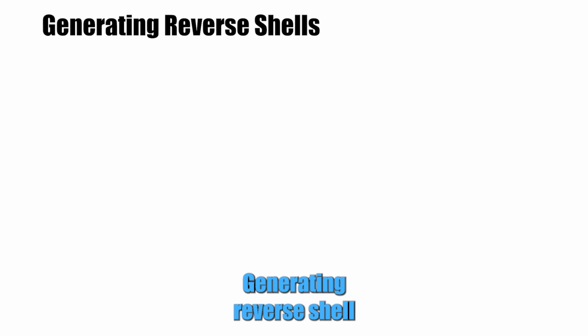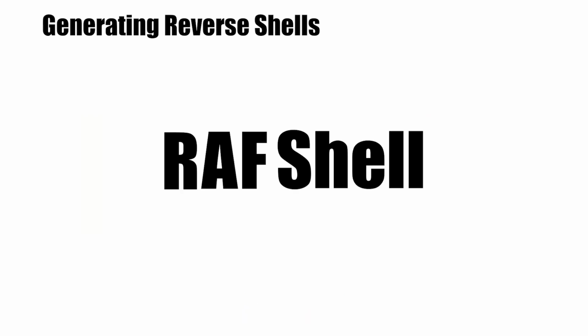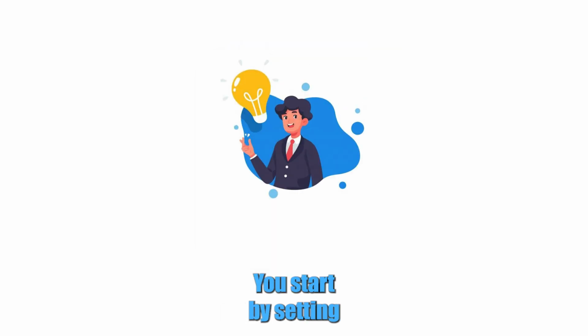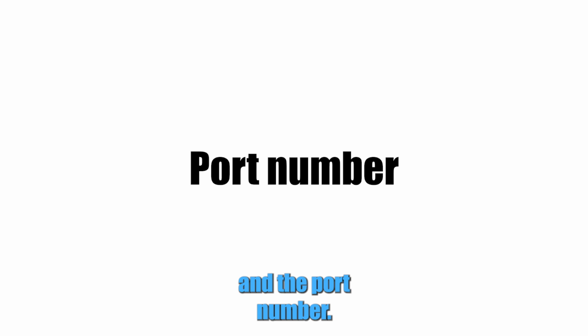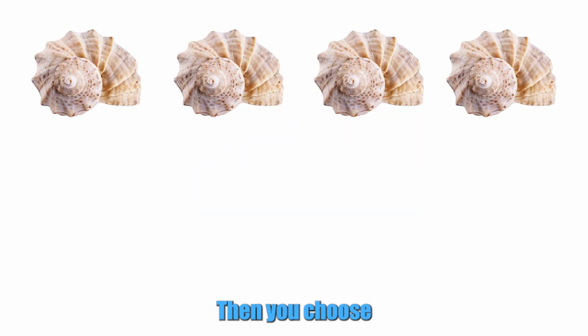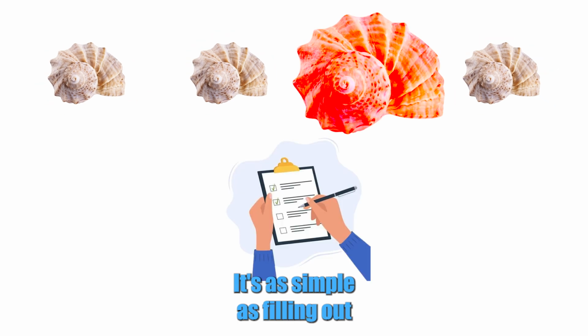Generating reverse shells. Creating a reverse shell is surprisingly easy. Let's jump into a tool called RAF Shell. This online generator helps create the necessary code to set up a reverse shell. You start by setting your IP address and the port number. This is where your machine listens for incoming connections. Then you choose a type of shell you want to create. It's as simple as filling out a form.